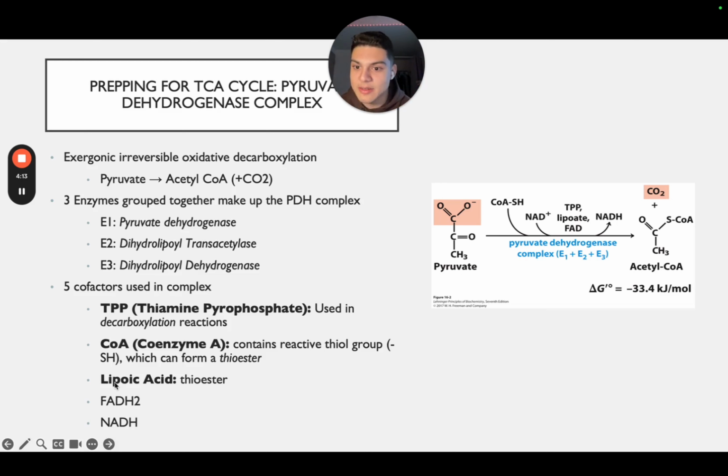And then there's lipoic acid, which is where the name dihydrolipoyl comes in part. As Solomon likes to say, it's like an arm that can rotate, and it allows this pyruvate dehydrogenase complex to have a sense of circuitry in a way. It goes from here to here to here to here. That's all this lipoic acid does, and it allows us to utilize the thioester and to attach this CoA enzyme to it. So these two work in tandem to form our acetyl CoA that's going to be used for TCA. And then FADH2 and NADH are going to be produced from this.